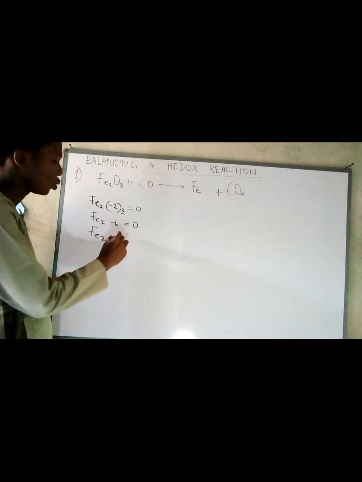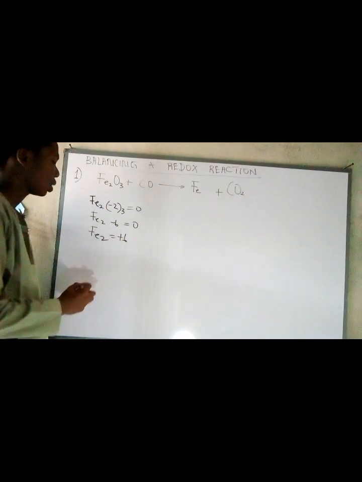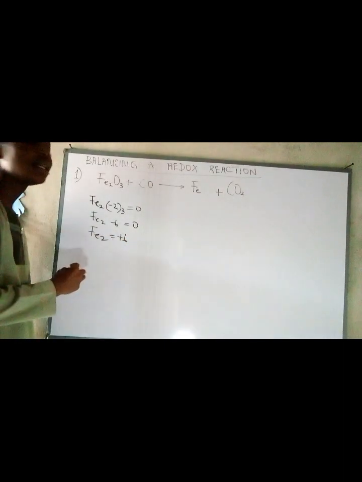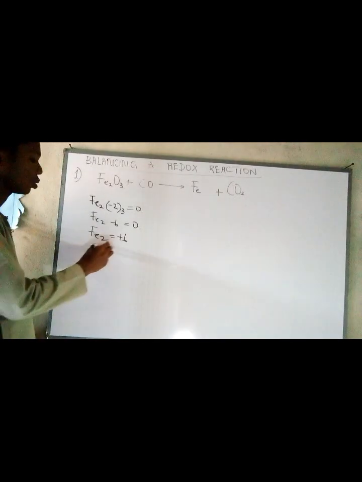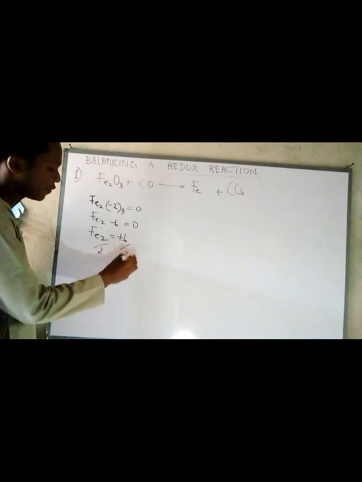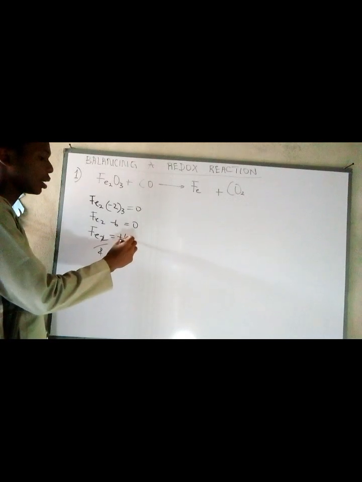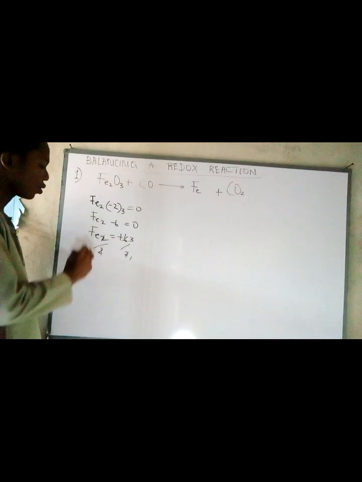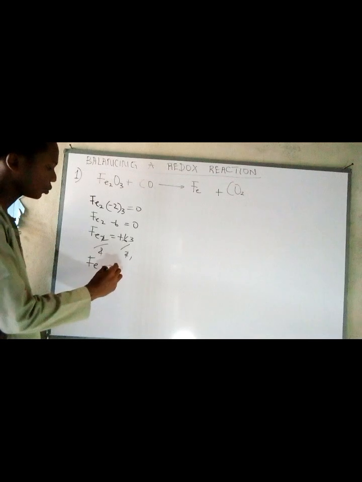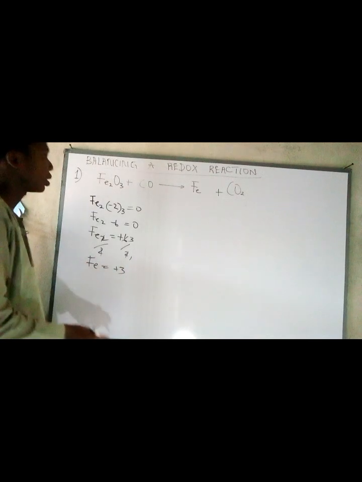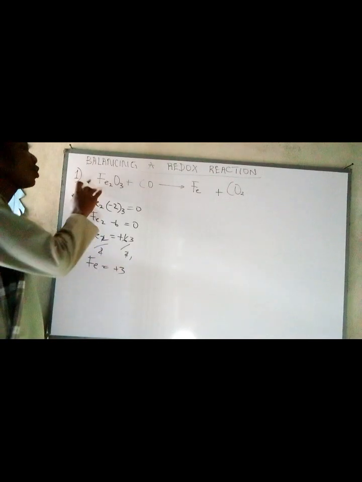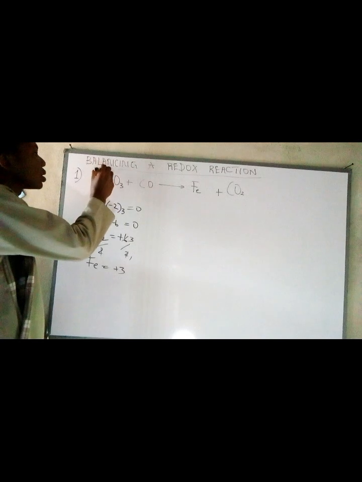Fe2 equals +6. Now we divide both sides by 2. 2 divided by 2 is 1, and 6 divided by 2 is 3. So now Fe is what? Fe equals +3. So the oxidation number of iron in this compound is +3.